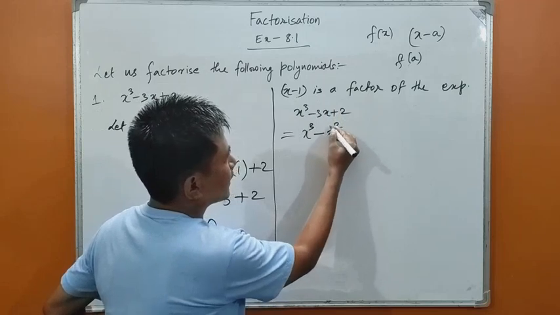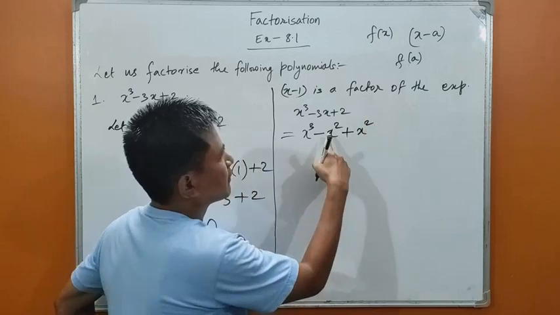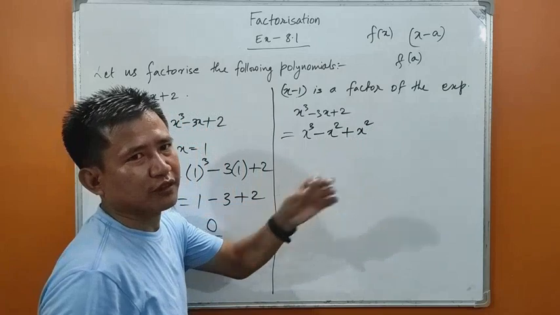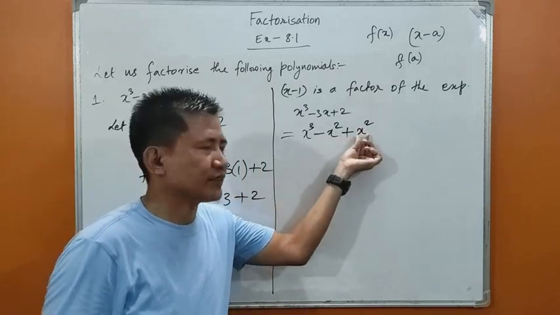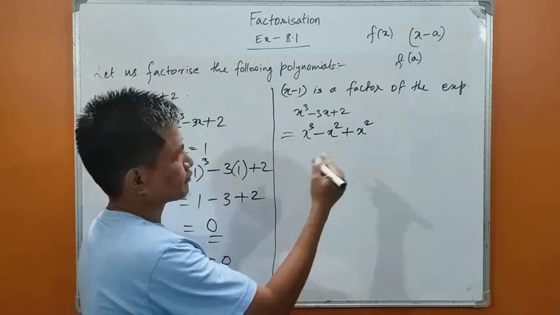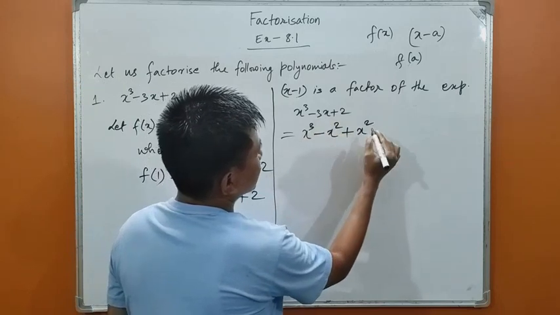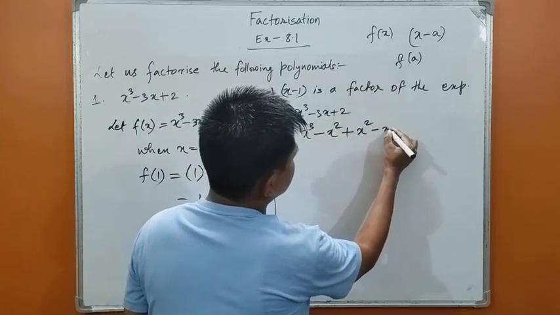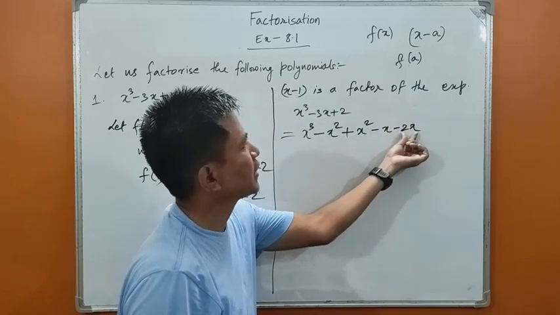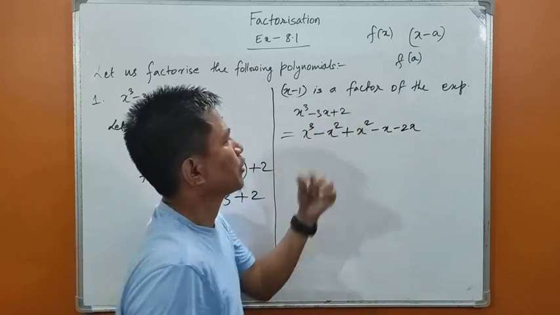When we put minus x square here, we need to balance this by putting plus x square, because minus x square plus x square becomes 0. We cannot put minus x square directly like that, so we need to balance this. Now after that, we have minus 3x. So minus 3x can be written as minus x minus 2x. Minus x and minus 2x is the same sign. Minus x and minus 2x is minus 3x, and plus 2.